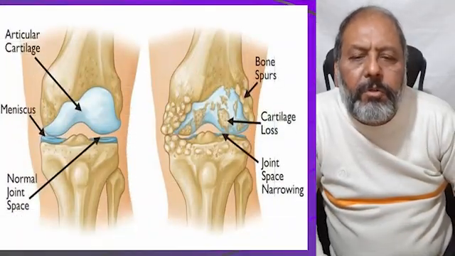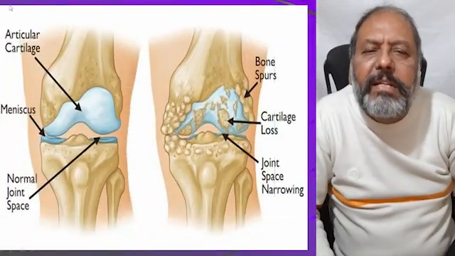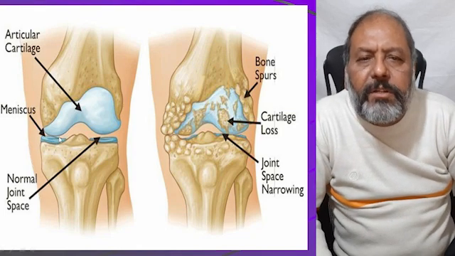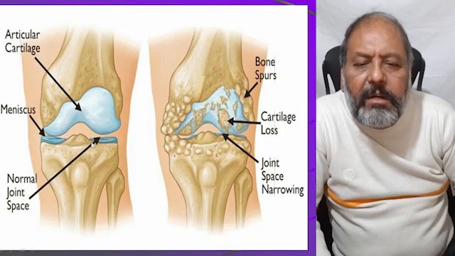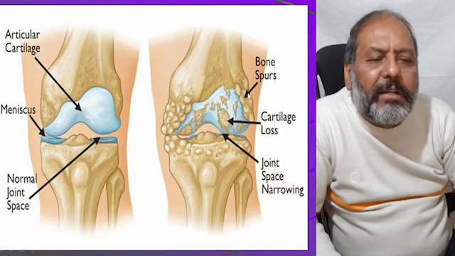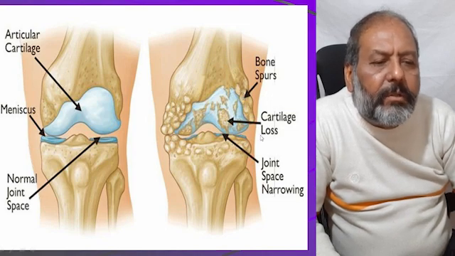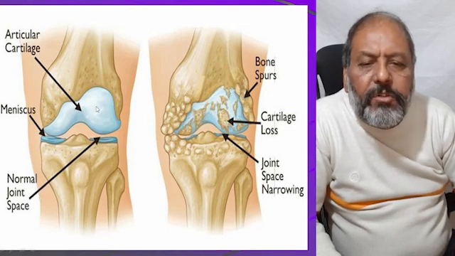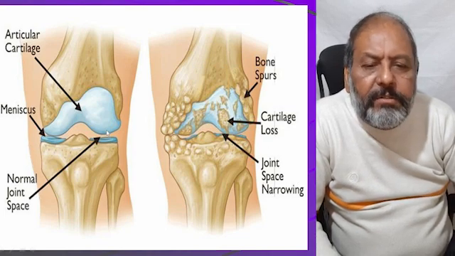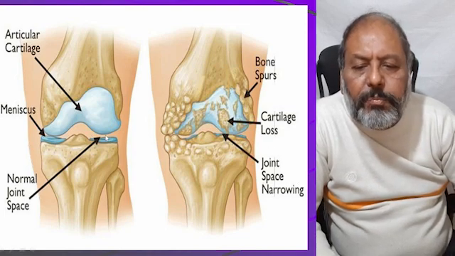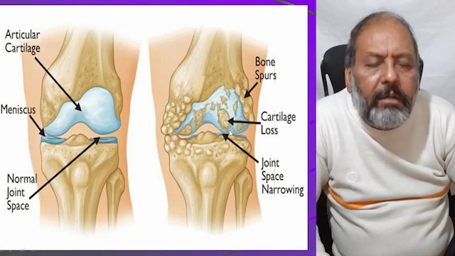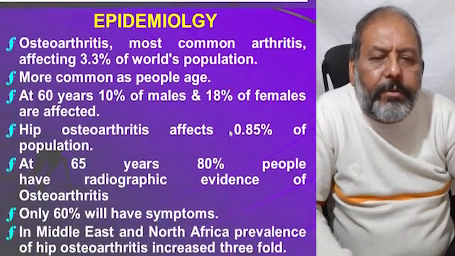So here one can see the normal articular cartilage and the normal meniscus of the normal joint, and there is the normal joint space. But here one can see the bone spurs that come out from the bone, and the cartilage which is normal here is lost, and the joint space is narrowing, but here the joint space is normal. So all these features cause the problem of osteoarthritis.